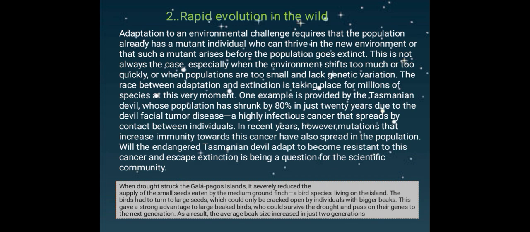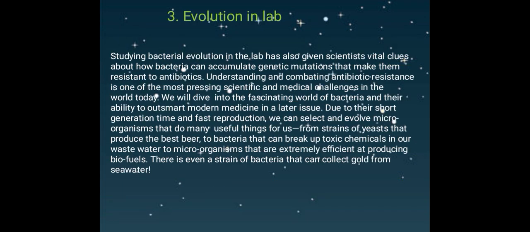When drought struck the Galapagos Island, it severely reduced the supply of the small seeds eaten by the medium ground finch, a bird species living on the island. The birds had to turn to large seeds, which could only be cracked open by individuals with bigger beaks. This gave a strong advantage to large-beaked birds, who could survive the drought and pass on their genes to the next generation. As a result, the average beak size increased in just 2 generations.